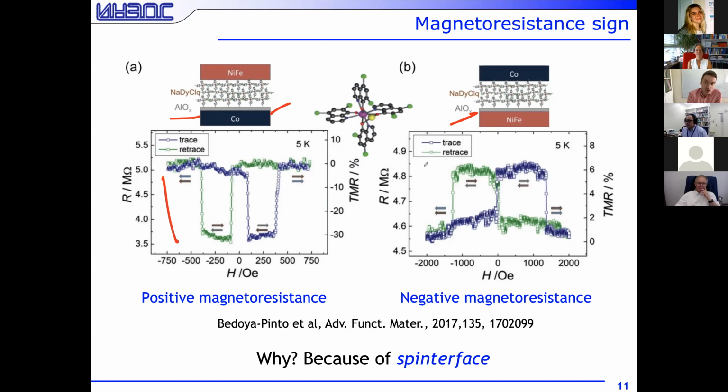And there is a huge number of works in the field now which discuss why this is so. The short description would be because of the spin interface. So the molecules on the surface, first, or maybe the first two molecular layers close to a ferromagnet, hybridize with it and form some states which critically impact the spin transfer in the material.